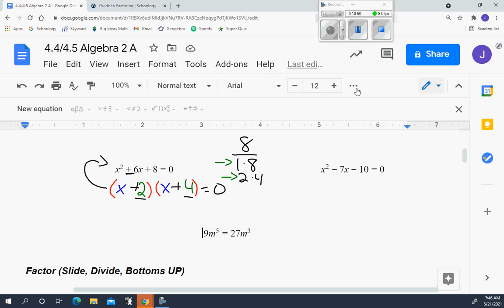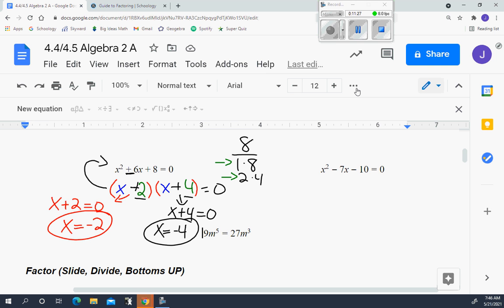Okay, I factored. After I factor completely, I set it equal to 0. Take this x plus 2. Set it equal to 0. That's what I did. Take this x plus 4. Set it equal to 0. In red, we're gonna subtract 2. We're gonna get x equals negative 2. There's one answer. In this black marker, we're going to subtract 4. We're going to get x equals negative 4. Done. It's our final answer.